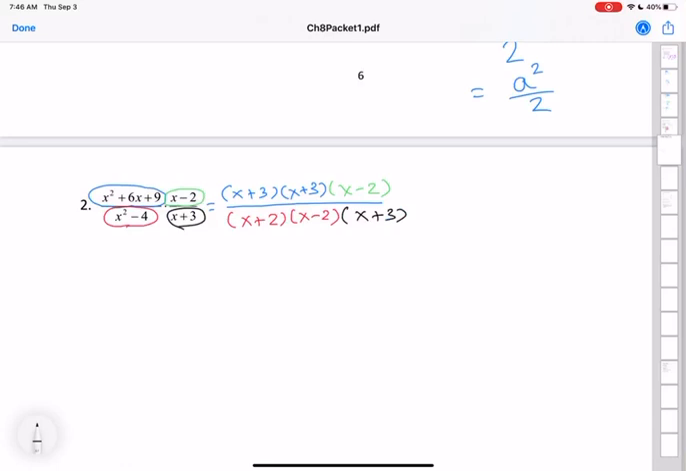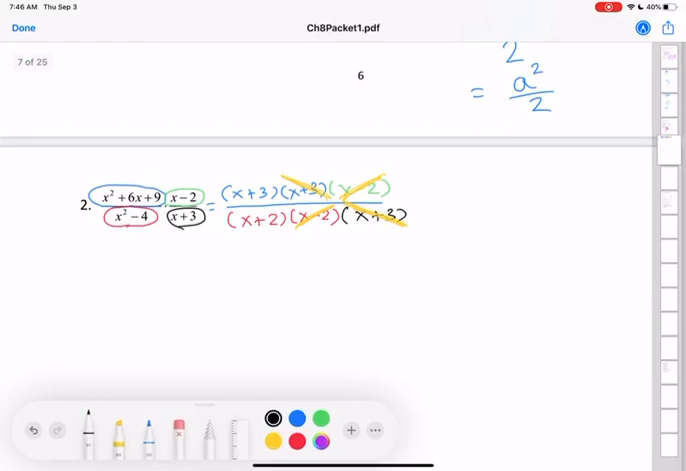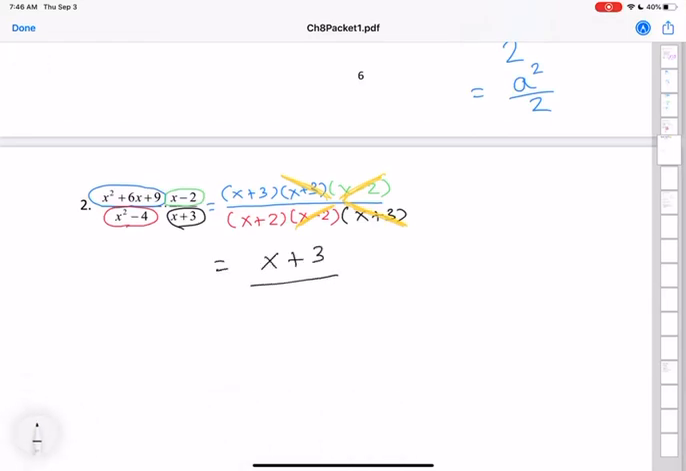Now we look for things that match on the top and on the bottom and start crossing them out. So I'm seeing an x minus 2 on top with an x minus 2 on bottom. And I'm also seeing an x plus 3 up top with an x plus 3 on the bottom. So that leaves me with x plus 3 over x plus 2.